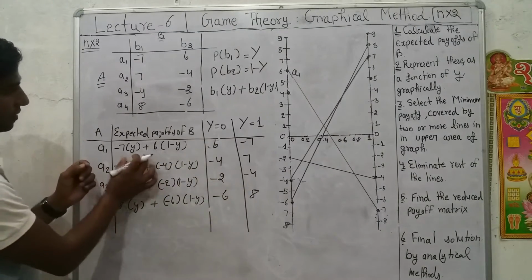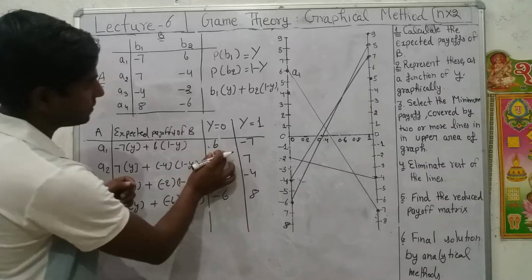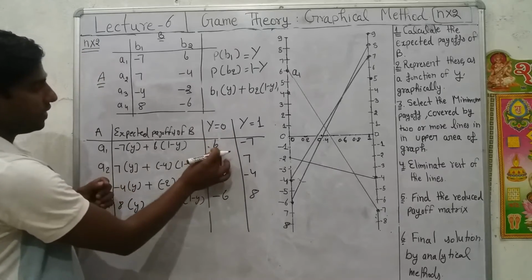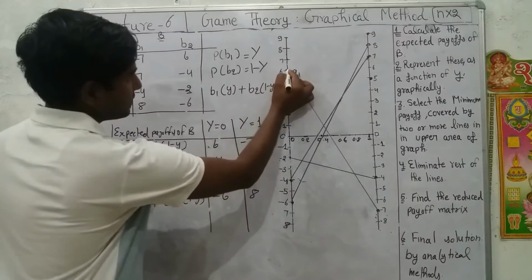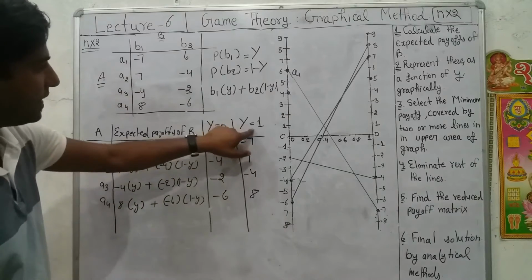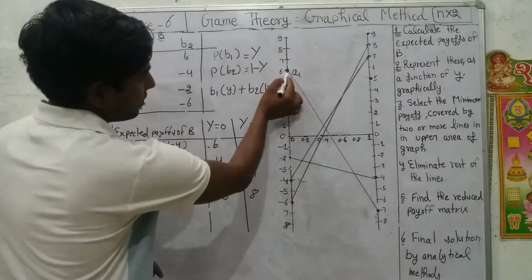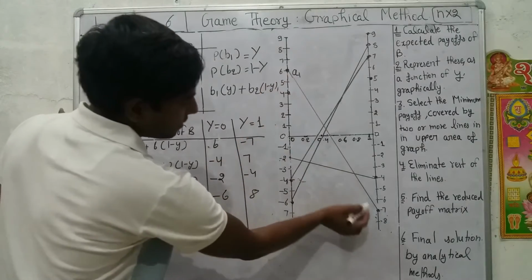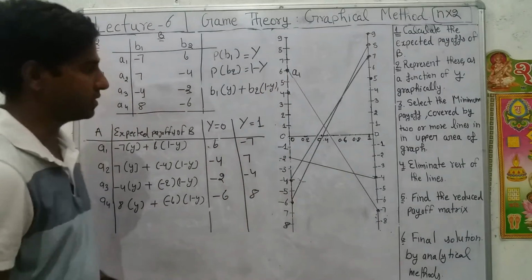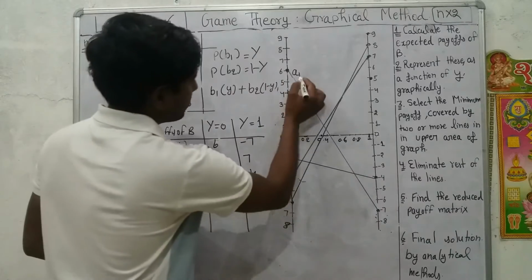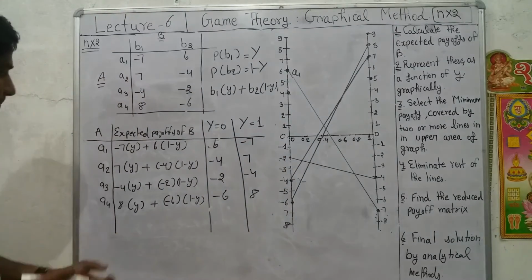First equation: when y is equal to 0, the value is 6, that is this point, and when y is equal to 1, the value is minus 7, this point. So we draw a line to join these two points, and this line is known as A1.